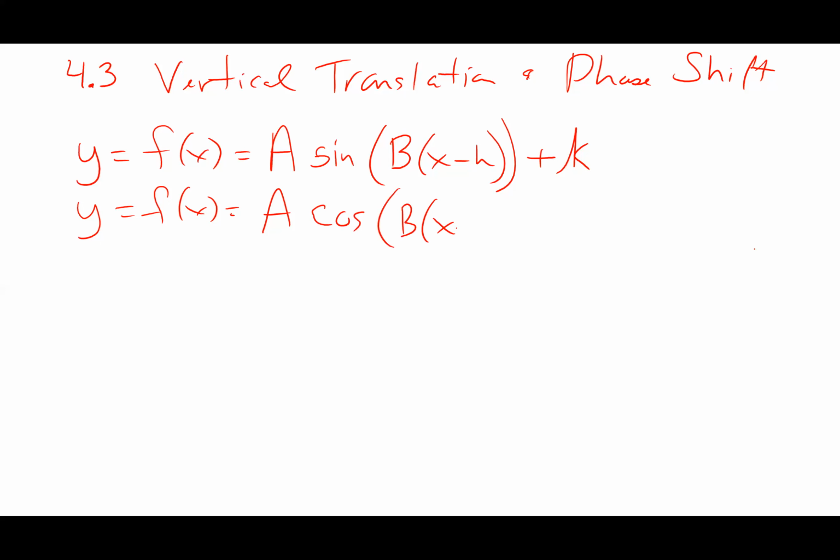Notice it's the exact same thing. Notice the b is a multiplier on the outside of all this. Notice the h is actually a negative h. So now let's put all these things together. Amplitude is the absolute value of a. Period is 2 pi divided by b.